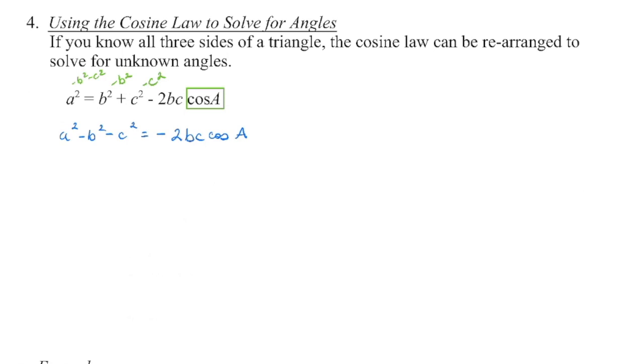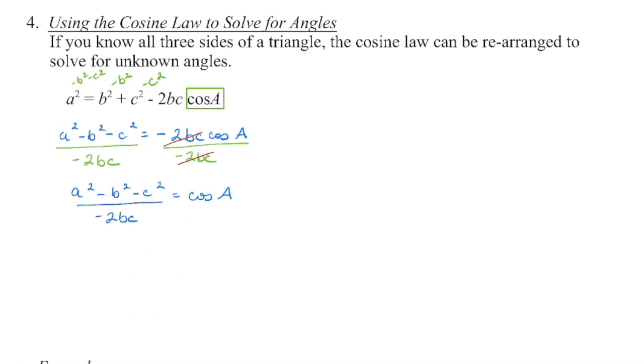We know we can get rid of it by dividing that out. So I'm going to divide out negative 2bc on the one side, and then to keep it balanced, I'm going to divide it out on the other side. When we do that, we know negative 2bc divided by negative 2bc is 1. So we are left with a squared minus b squared minus c squared divided by negative 2bc is equal to the cosine of A. Okay, so we now have the angle isolated.